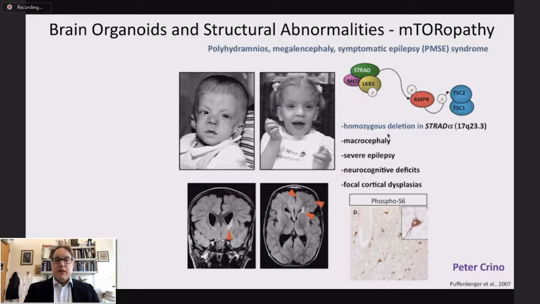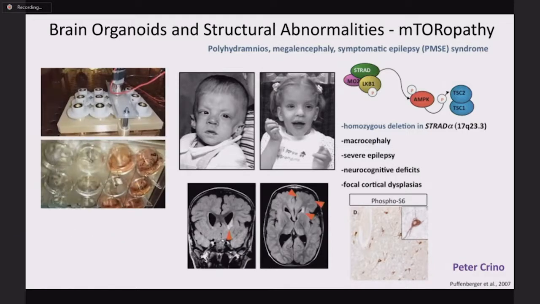These kids develop macrocephaly, big heads, megalencephaly, big brains. They have severe epilepsy, cognitive deficits, and also areas of focal cortical dysplasia. And Peter Crino showed years ago that these kids have evidence in their brains of mTOR hyperactivity using the marker phospho-S6 that has increased expression when there's mTOR hyperactivity.